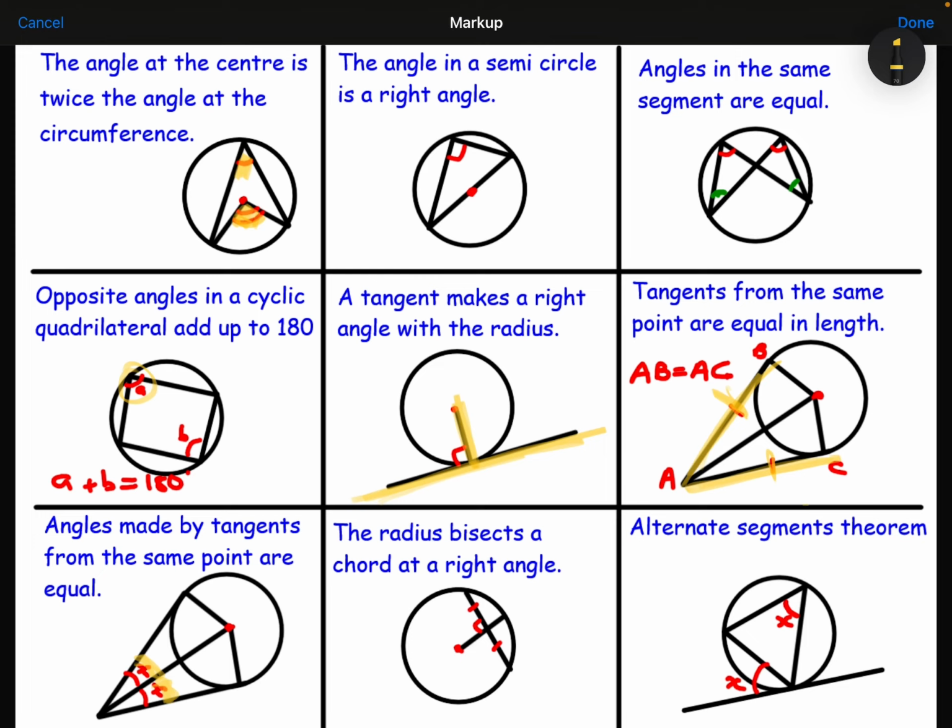Next, the radius will always bisect, so cut in half, a chord at 90 degrees. And then finally, the angle in the segment between a tangent and a chord will be equal to the angle in the alternate segment.